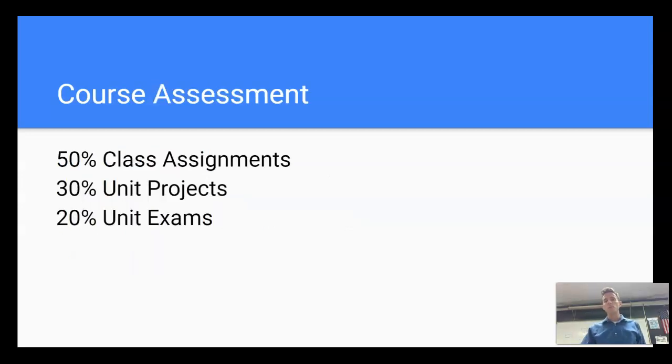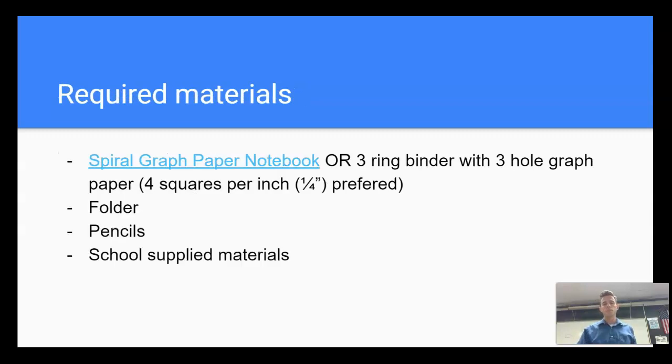Course assessment: 50% of the student's grade is based upon class assignments. 30% is based on unit projects, so big projects that we put at the end of each of those 6 units, and then 20% will be based upon unit exams. All unit exams are given in Google Classroom and Google Forms, and students will be able to take those exams either from home or in school, depending on their situation.